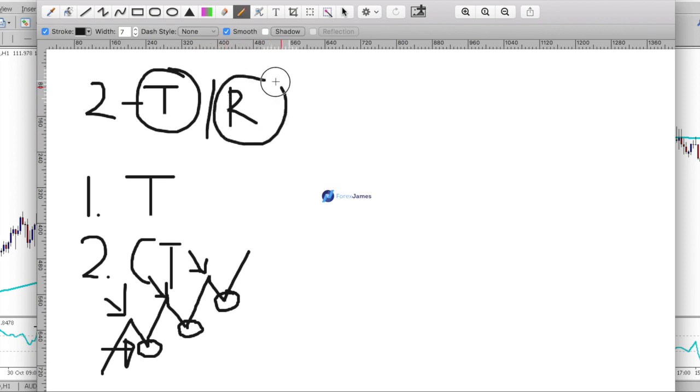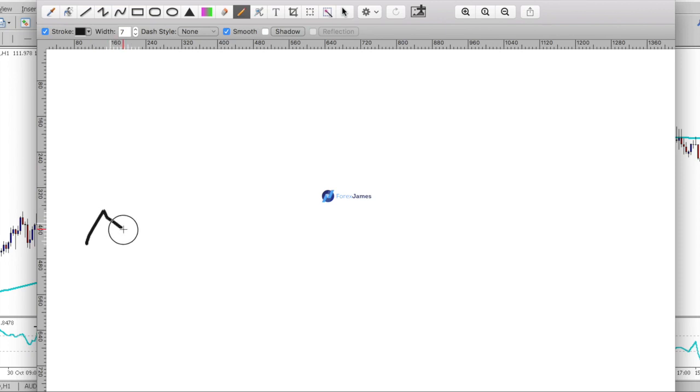Let's move on to the ranging market. As you may already know, the market ranges most of the time. After a period of trend, it usually falls into a range.